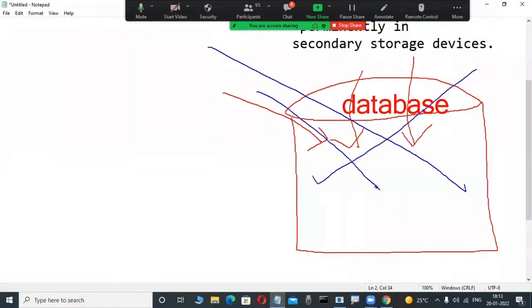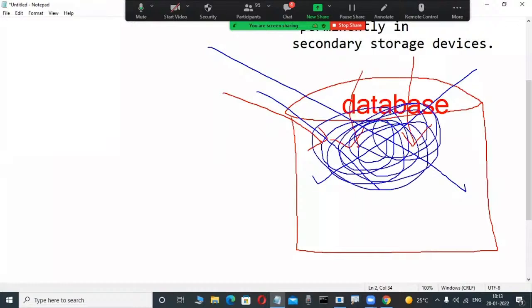Actually, databases like Oracle, SQL Server, DB2, Sybase, Informix, Ingres and Teradata do not store a random collection of data. These databases only store a structured collection of data.